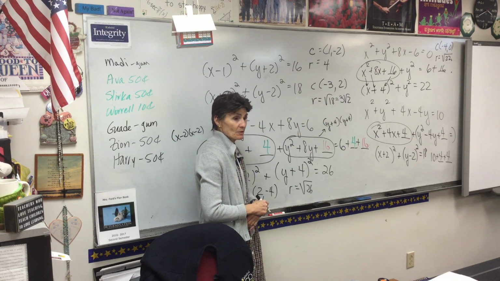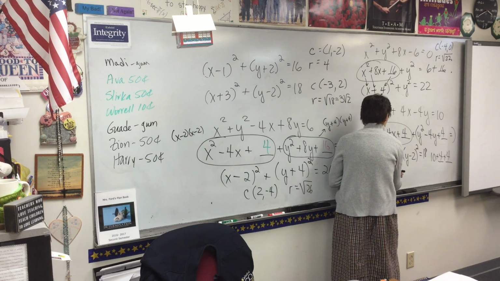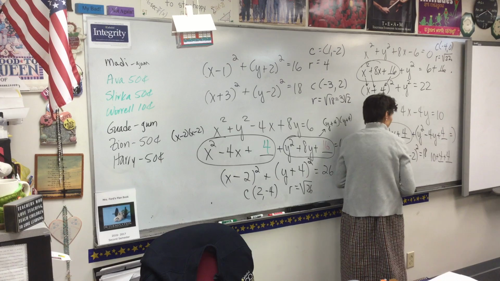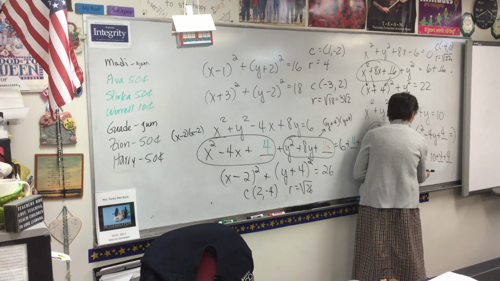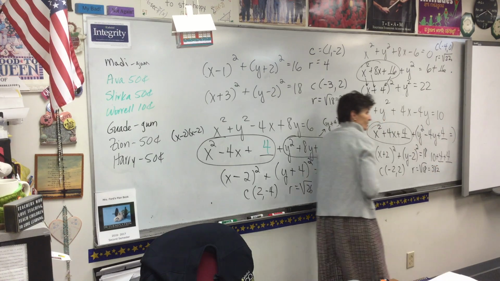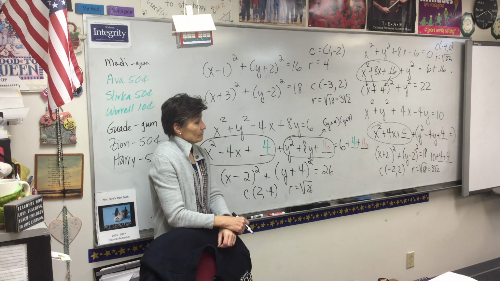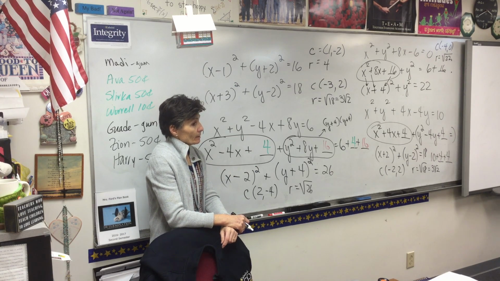So what's my center and radius? Center is negative 2, positive 2. And the radius is the square root of 18, which is 3 root 2. Easy peasy.